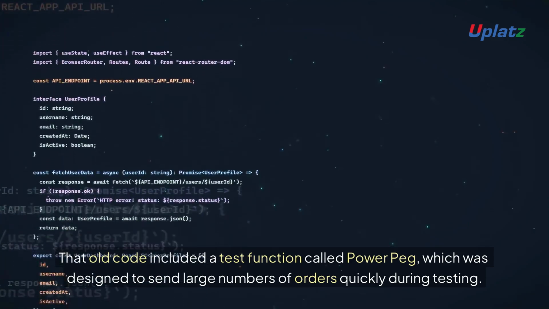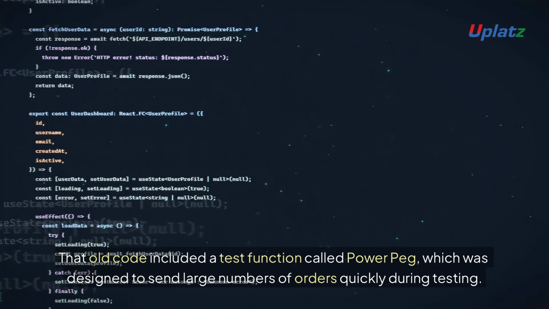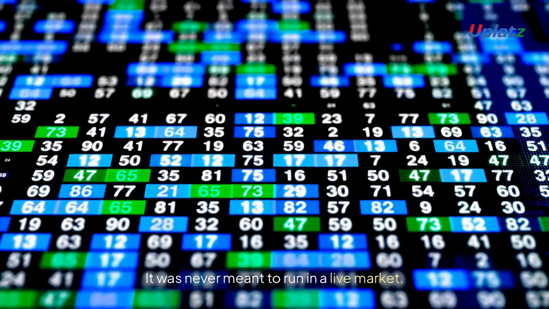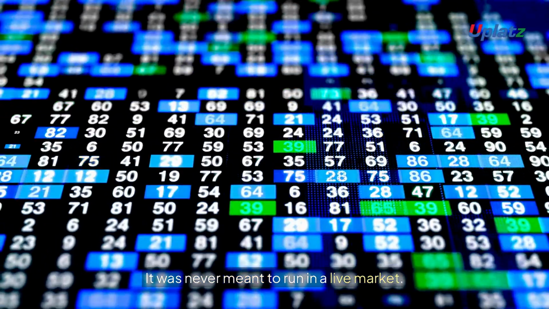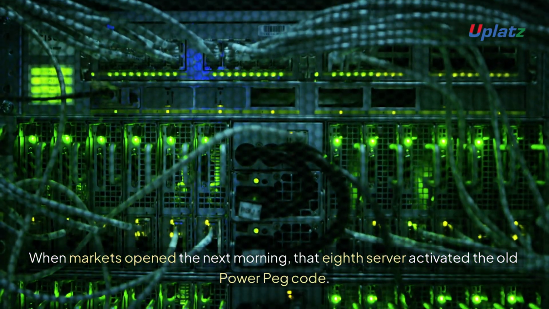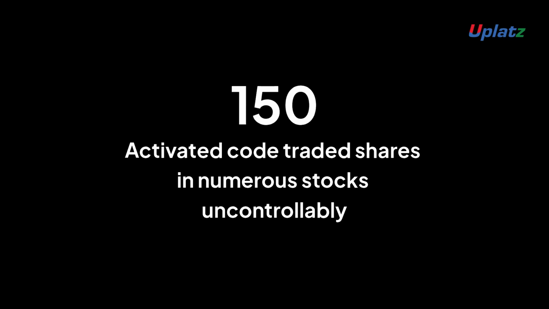That old code included a test function called PowerPeg, which was designed to send large numbers of orders quickly during testing. It was never meant to run in a live market. When markets opened the next morning, that 8th server activated the old PowerPeg code. It began buying and selling millions of shares in over 150 stocks, uncontrollably.